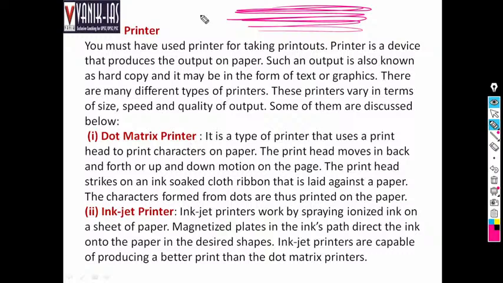Inkjet printers work by spraying ionized ink on a sheet of paper. Magnetized plates in the ink's path direct the ink onto the paper in a desired shape. Inkjet printers are capable of producing better print than the dot matrix printer. So as compared to the dot matrix printer, the inkjet printer is the better type of printer.